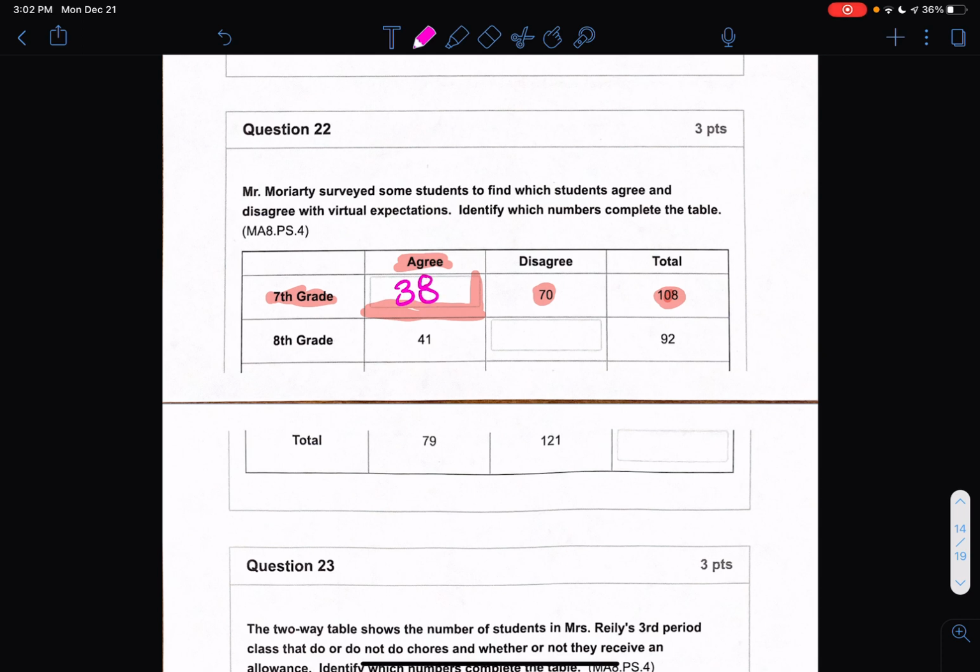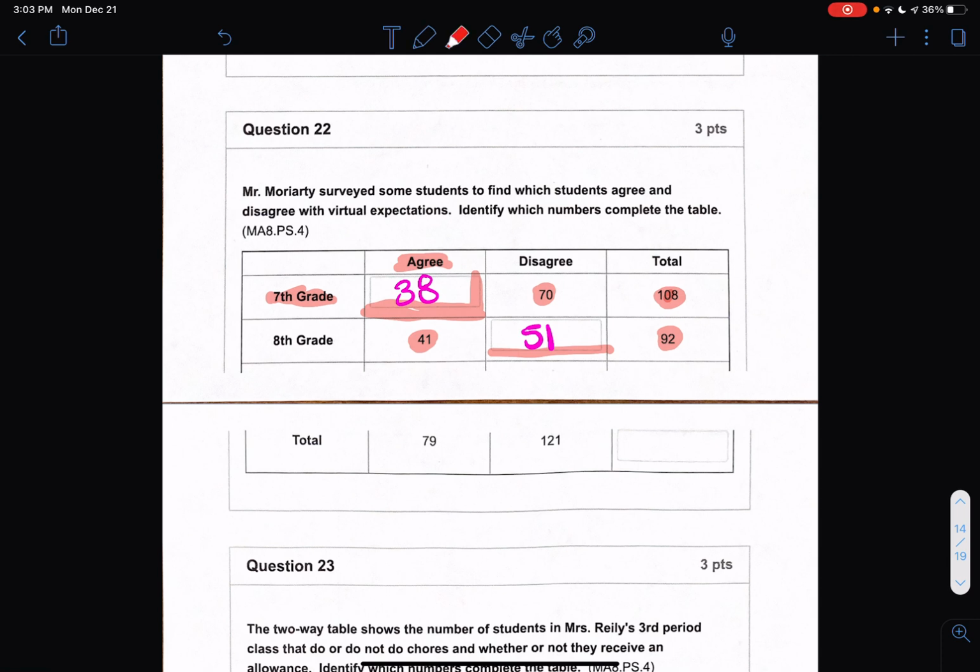And then looking at 8th graders, I am trying to figure out how many 8th graders disagree with the survey. So if I have a total of 92 students and 41 that agree, I'm going to subtract 92 minus 41, which gives me 51.